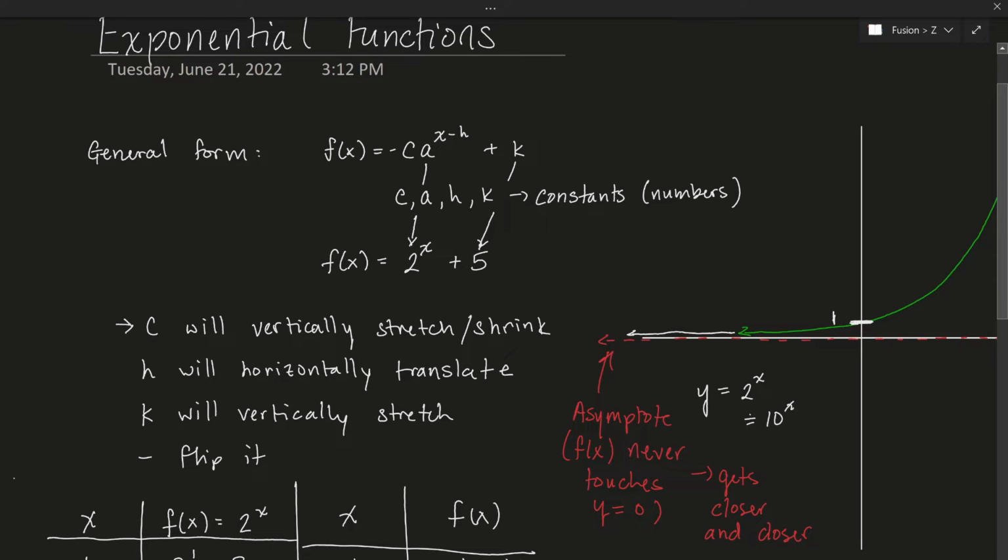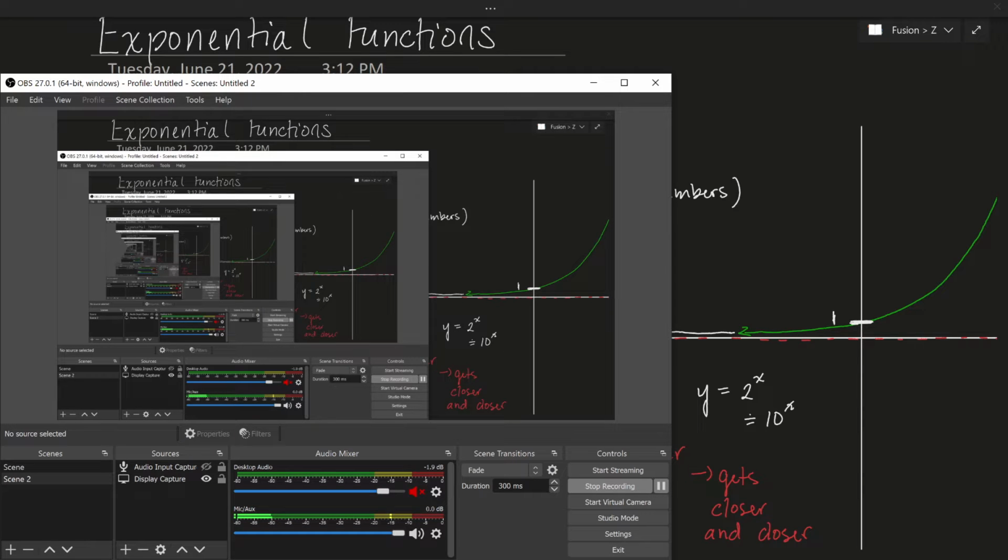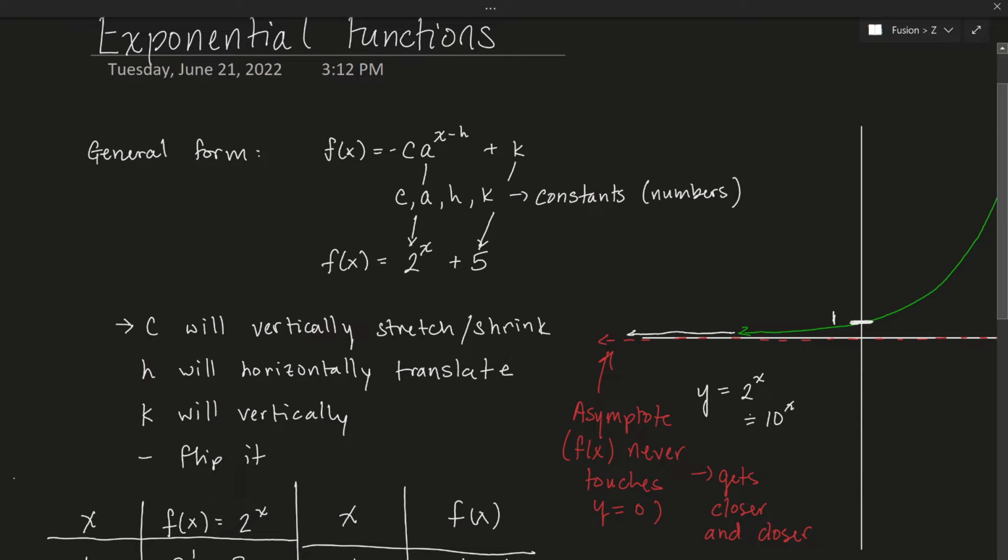We described what each of those would do. C will vertically stretch or shrink the function. H will horizontally translate it. K will vertically stretch. Wait, that should not say that. So this should have said vertically translated.